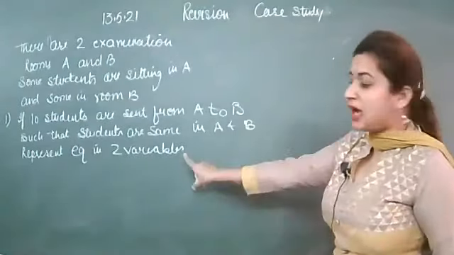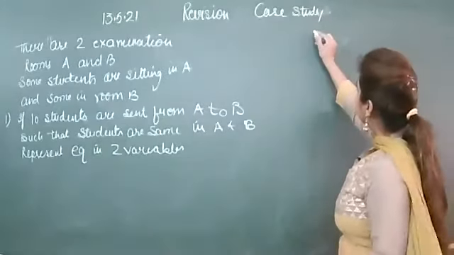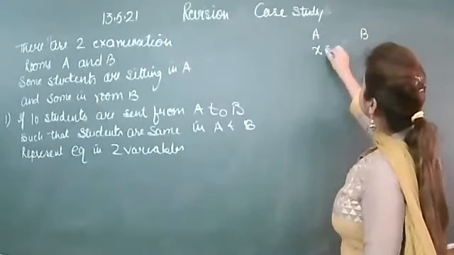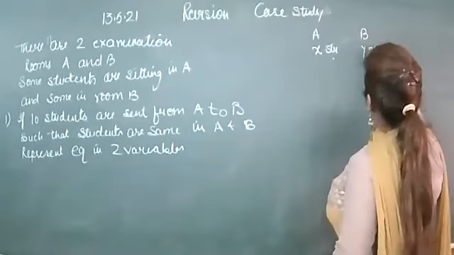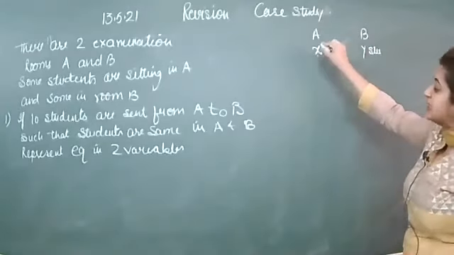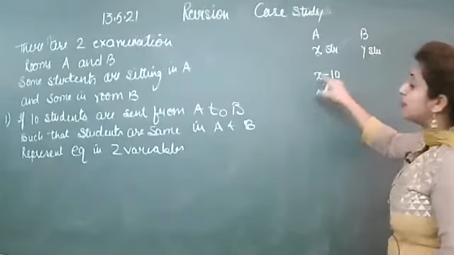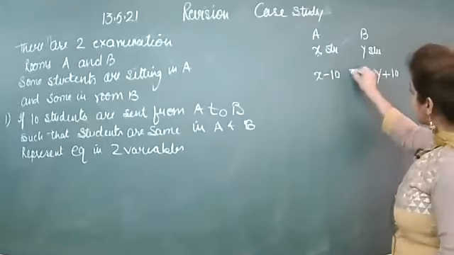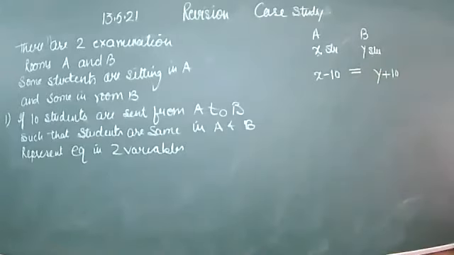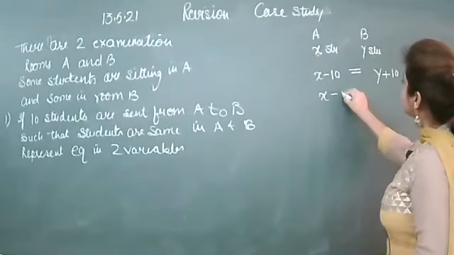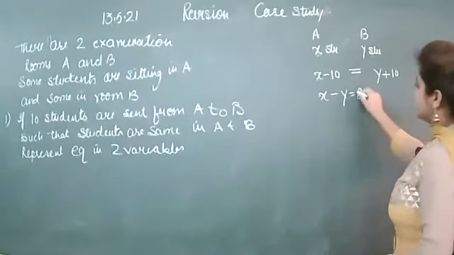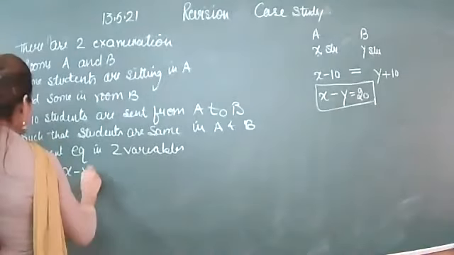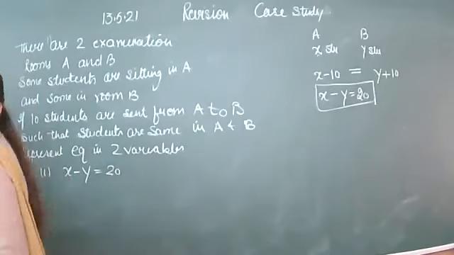5 questions were given. I have written only the first. Look here. Let A and B be the two rooms. In this there are x students and in this y students. If 10 students have been sent from A to B, then 10 students will be reduced in this room and 10 students will be extra in that room, such that the number of students in both the rooms will be the same. If you collect this, it will become 20. So this is the answer of the first part, that is x minus y is equal to 20.